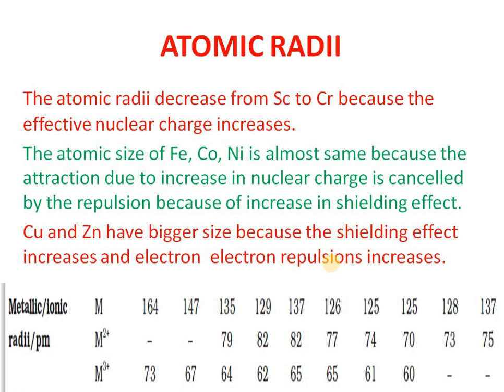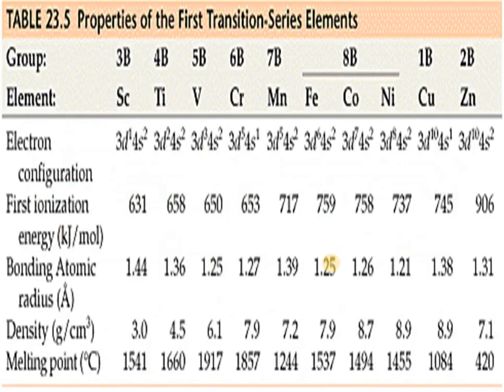So this concept we should read and understand in a very good manner to understand all the properties of transition elements. Now from here you can also check the electronic configuration: 3d1 4s2, 3d2 4s2, and here chromium 3d5 4s1, and then again here copper, zinc 3d10. So now the next trend is atomic radius: 1.44 Angstrom and 1.36, 1.25, 1.27. Here they start increasing.